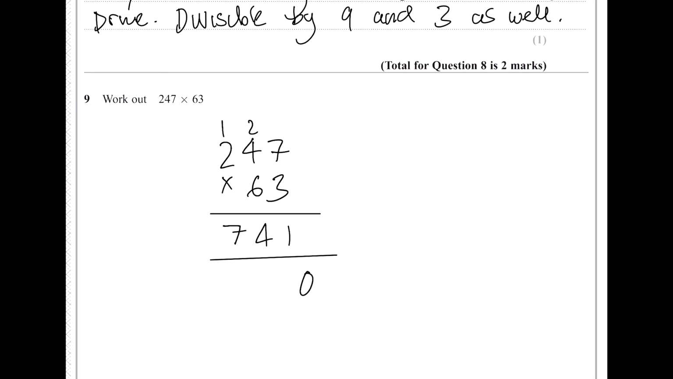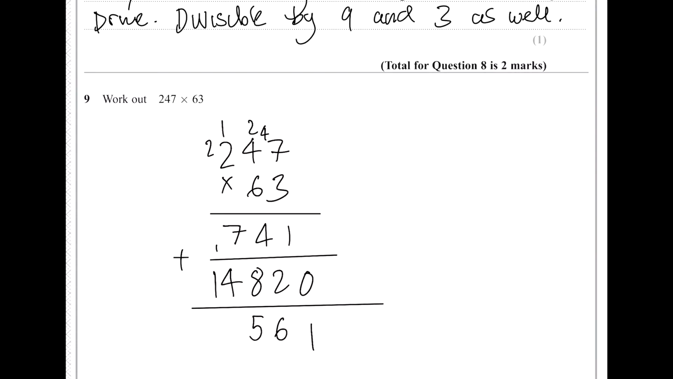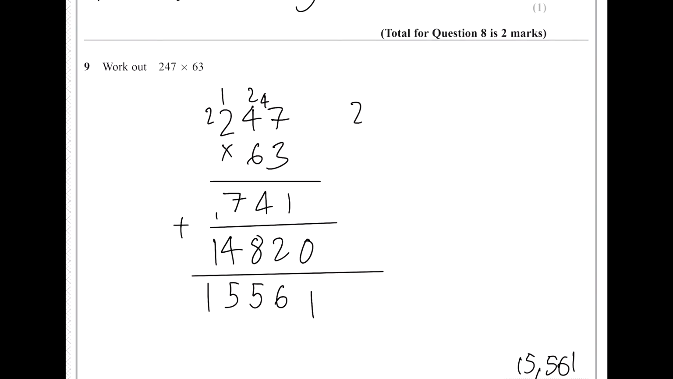Then we add a 0. 6 times 7 is 42. So 2 over the 4. 6 times 4 is 24 plus 4 is 28. So we add the 8 over the 2. 6 times 2 is 12 plus the 2 is 14. And now adding these up, you get 1, 4 plus 2 is 6, 7 plus 8 is 15, carry the 1, 4 plus 1 is 5, and then 1. So the answer to this, 247 times 63, is 15,561.